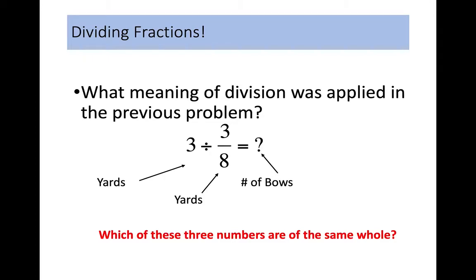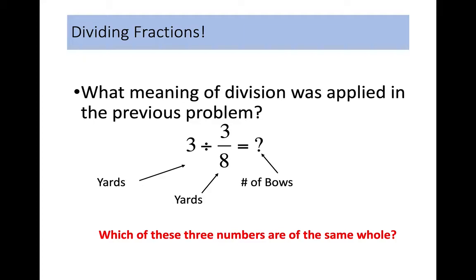Now, in thinking of that, when we think about, again, how fraction division works, it's a little different as well. Because in the meaning of those, the 3 stood for 3 yards of ribbon. And the 3/8 also stood for 3/8 of a yard of ribbon. That was how many yards per bow. And the answer, though, was not yards of ribbon. The answer told us the number of bows that we could make.